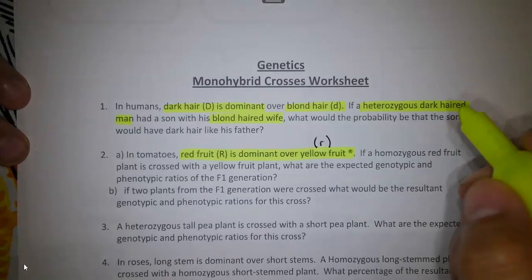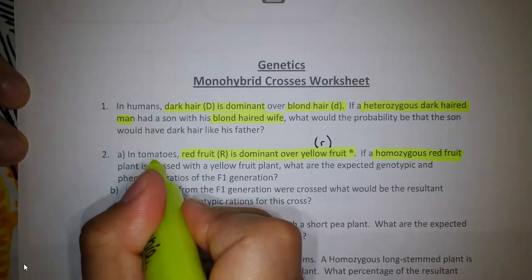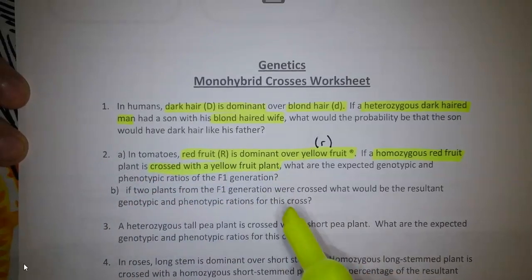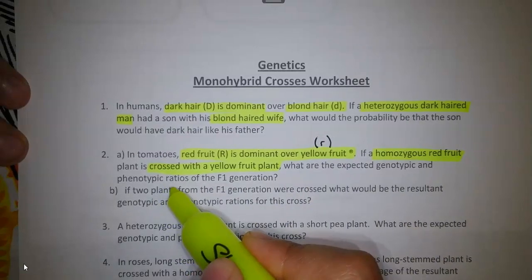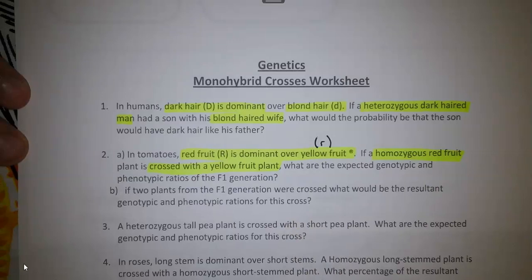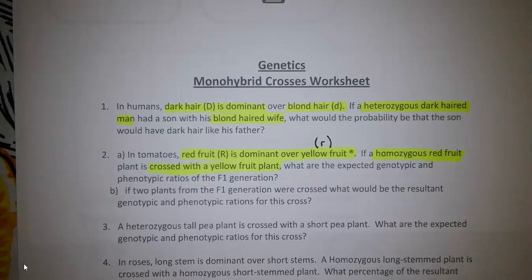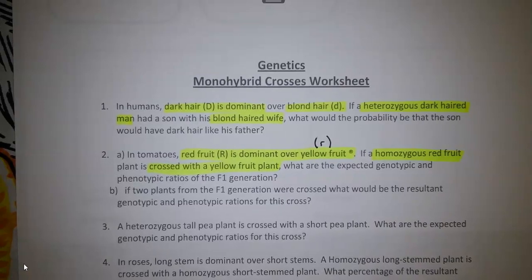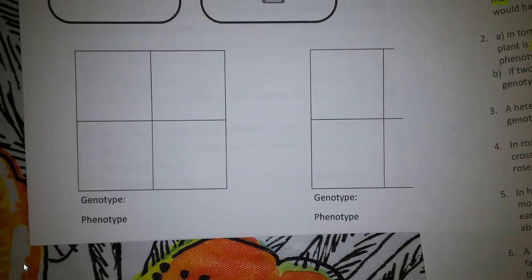If a homozygous red fruit is crossed with a yellow fruit plant, what are the expected genotypic and phenotypic ratios of the F1 generation? Okay, so let's just stop there at crossed with a yellow plant. What are going to be the expected genotypes and phenotypes for the first generation, right? So when these plants have a baby, what is going to be the genotype and phenotype of their offspring?